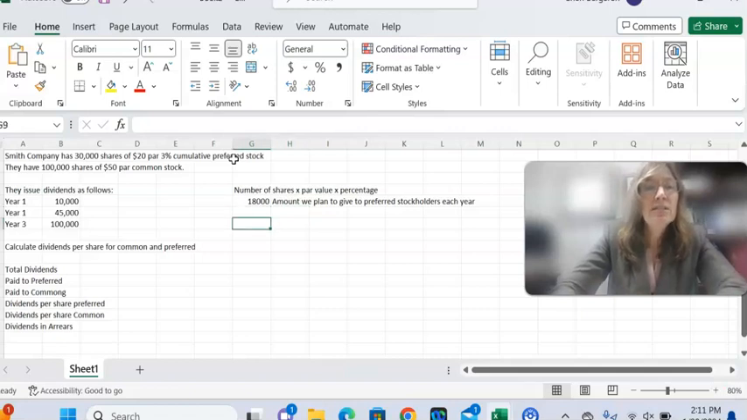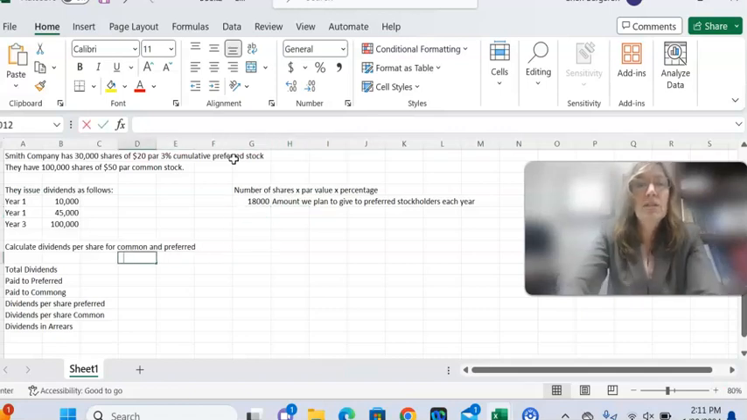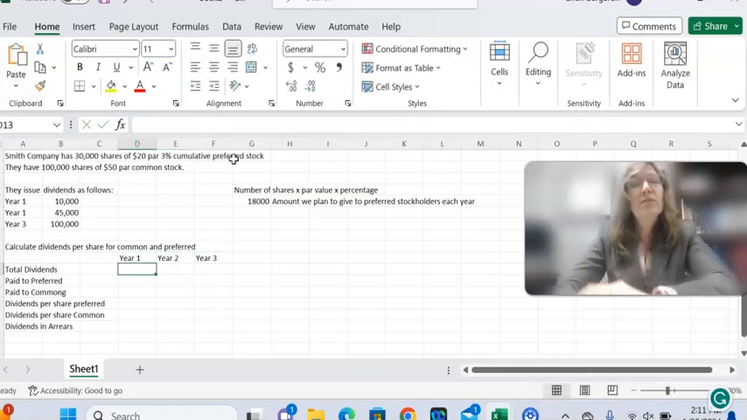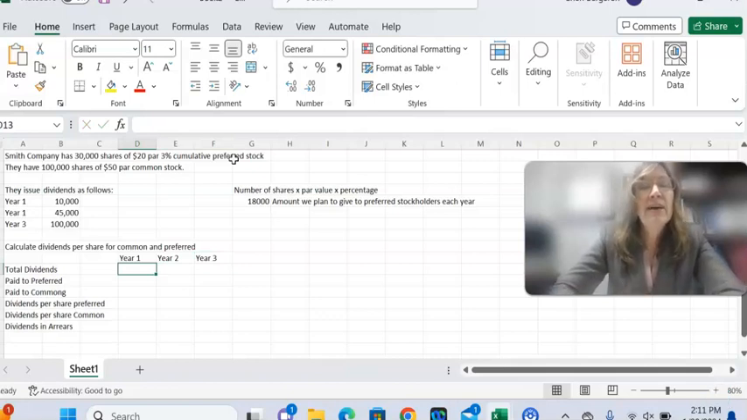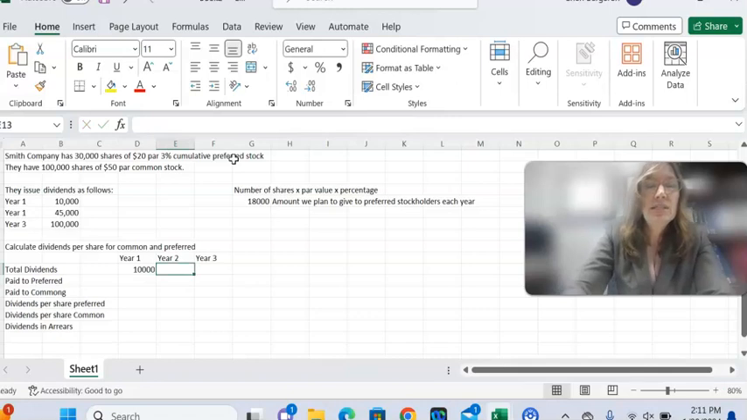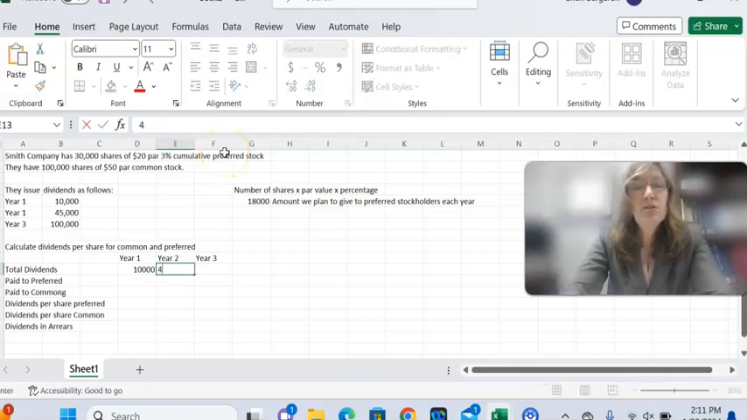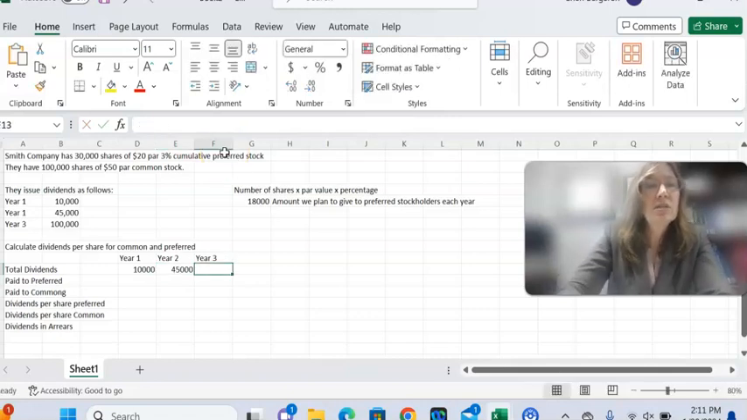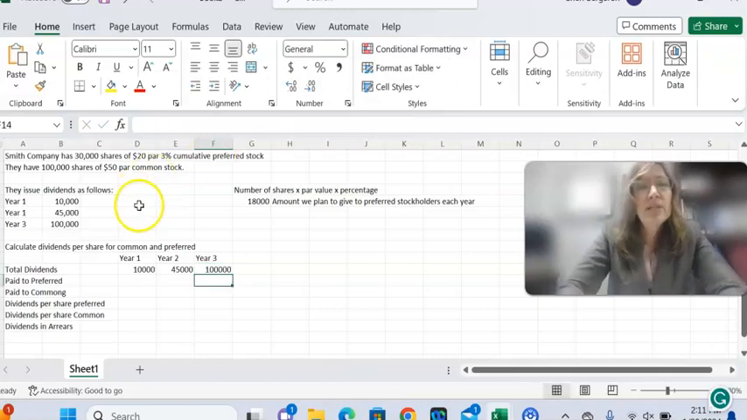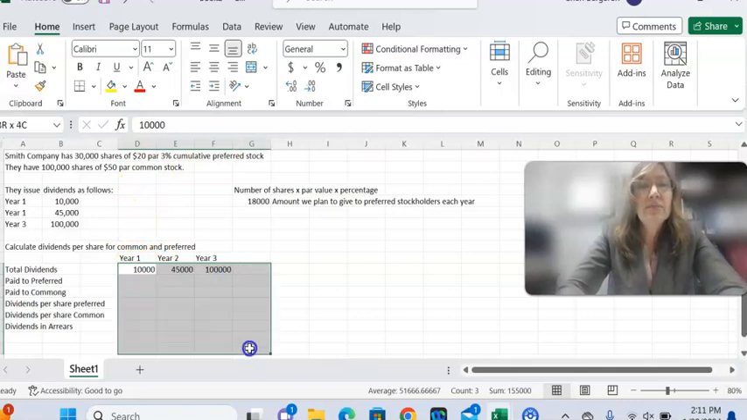So let's come over here and see how much we have each year. So let's do year 1, year 2, and year 3. First of all, we need to see how much we really gave out. The problem has to tell us the actual amount that the board of directors declared. So in year 1 we gave out $10,000. We need to see how we're going to divvy that up. Year 2, they gave out $45,000. Year 3, we gave out $100,000. So that's how much actual dividends we have to give out.